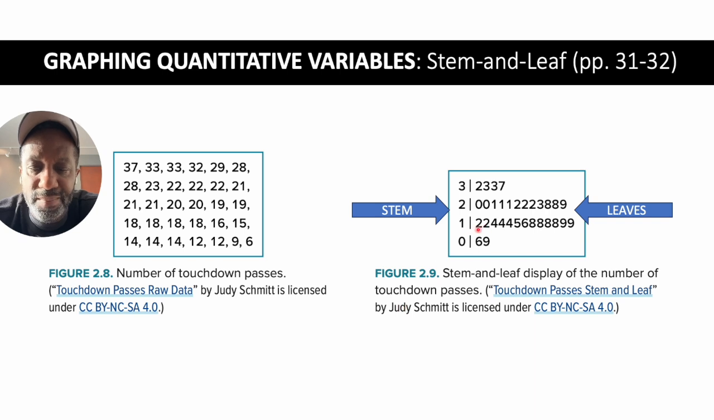Hopefully you can see that. We have 3 14s, and we have 3 4s here. This first 4 represents, because it's on the line with 1, 14, 14, 14, 14. So it's easy to see how you can convert a simple data set from a group of numbers to a stem and leaf graph, which gives you some sense of its shape.